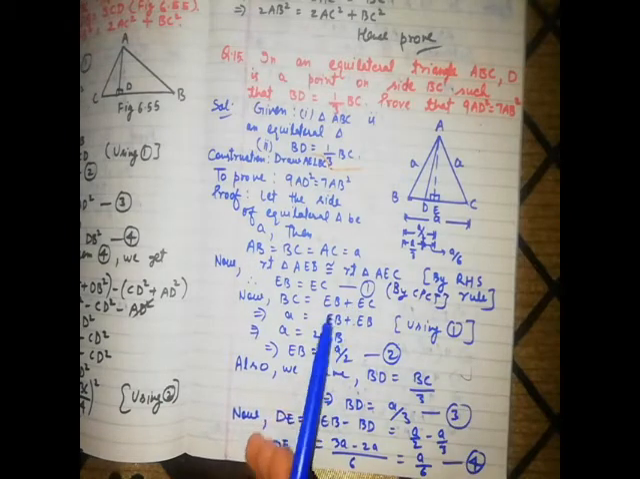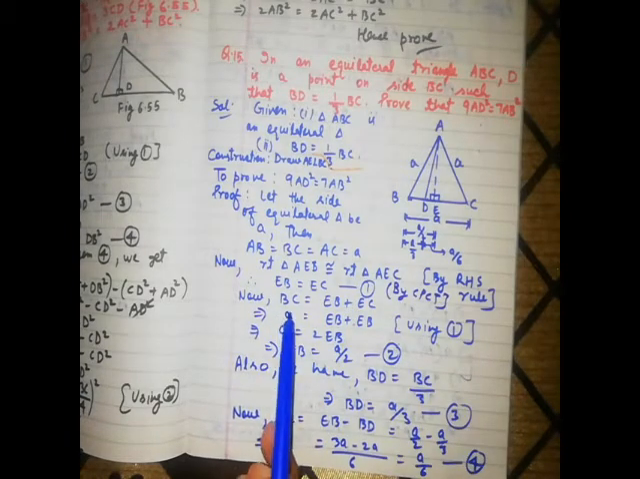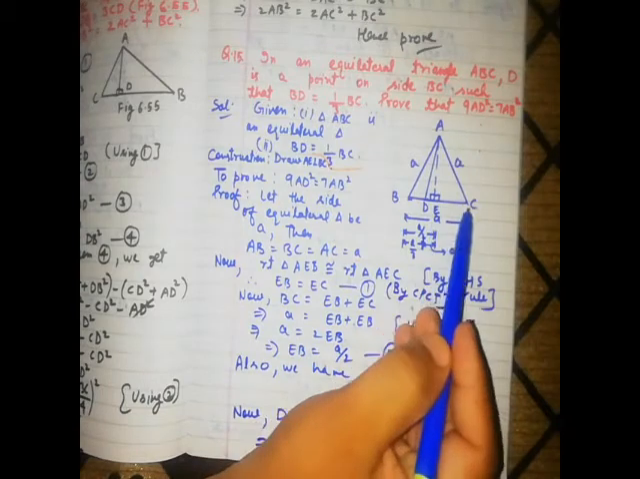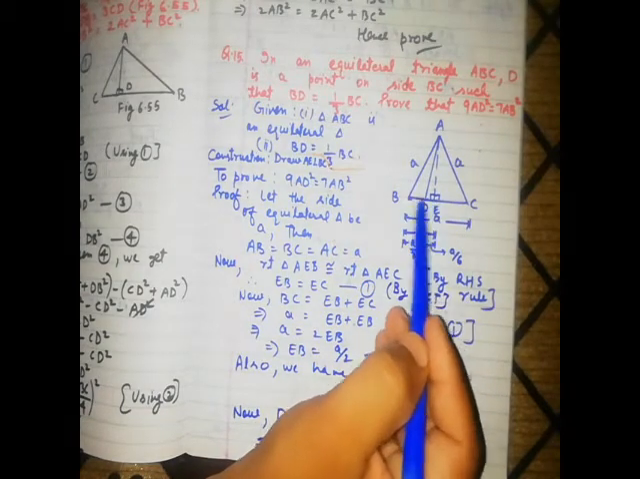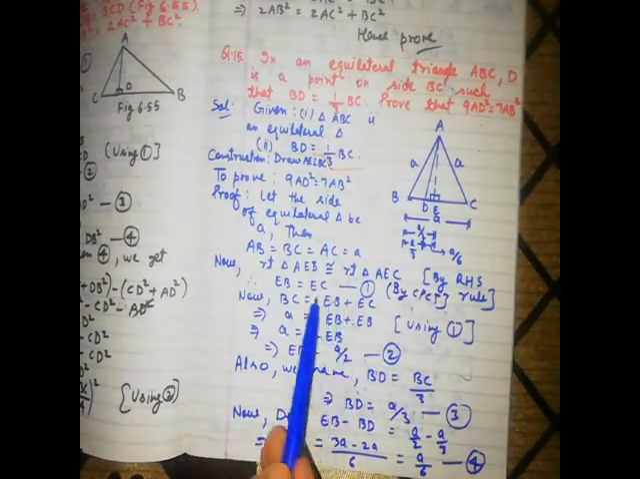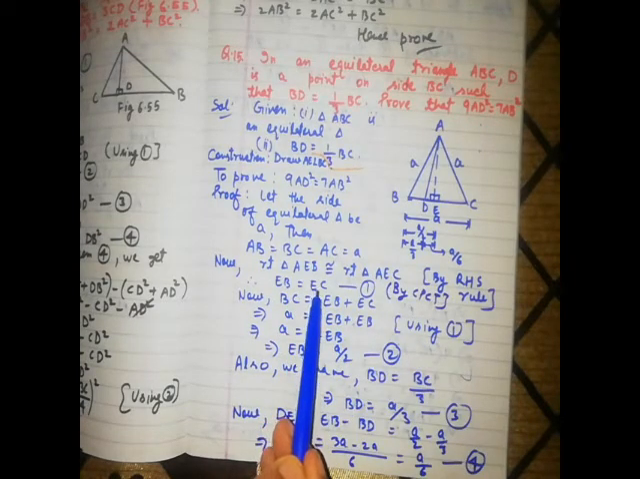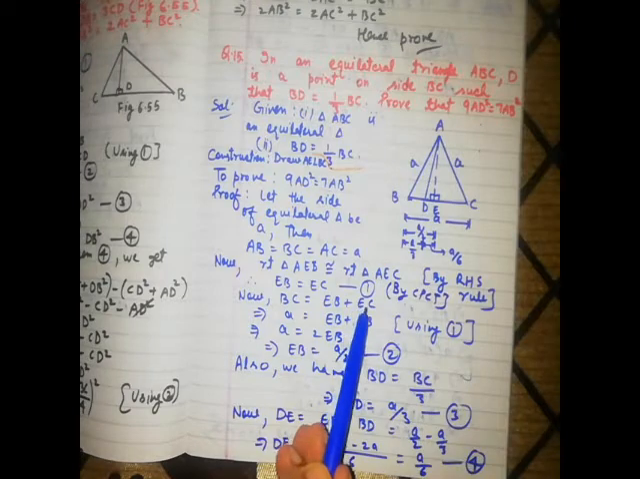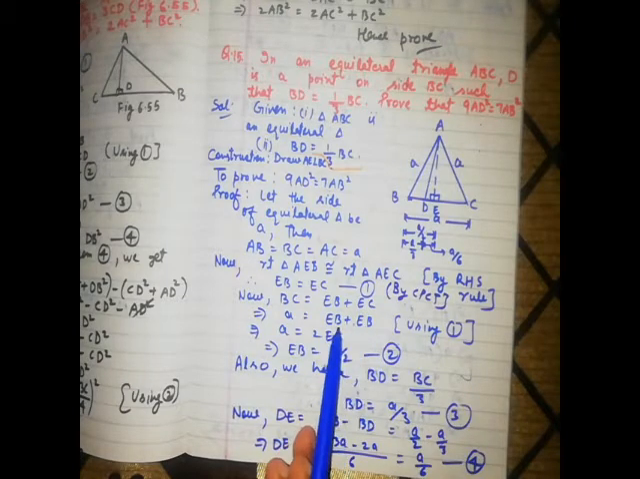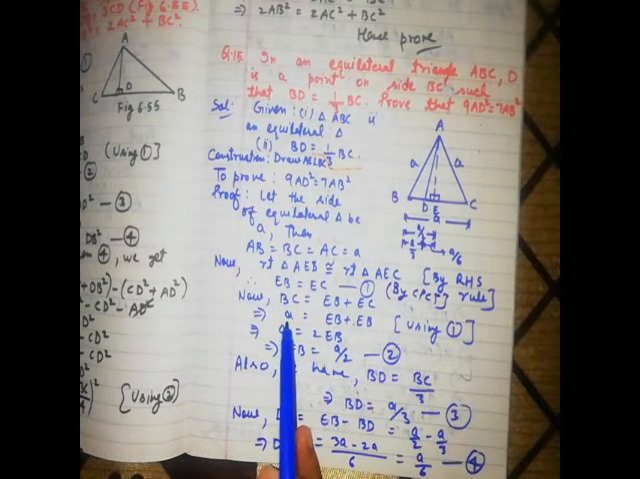This is question number 1. Now we see from the figure that BC is equal to EB plus EC. This is BC and this is equal to EB plus EC. And EB and EC are equal.